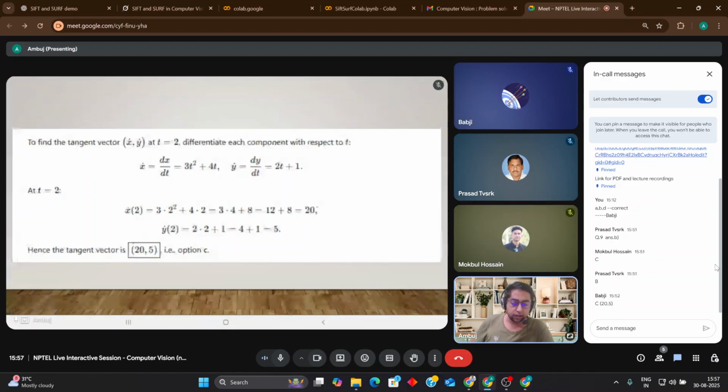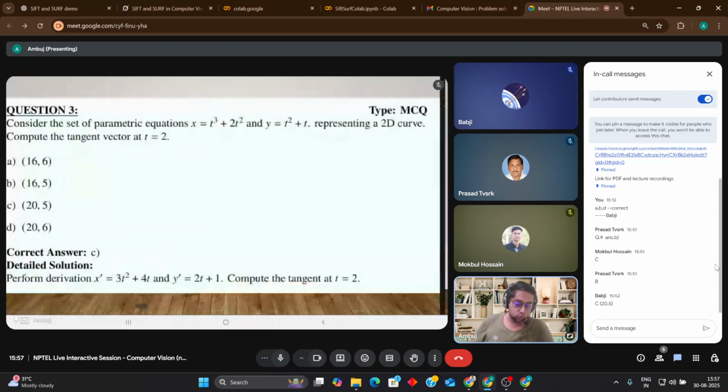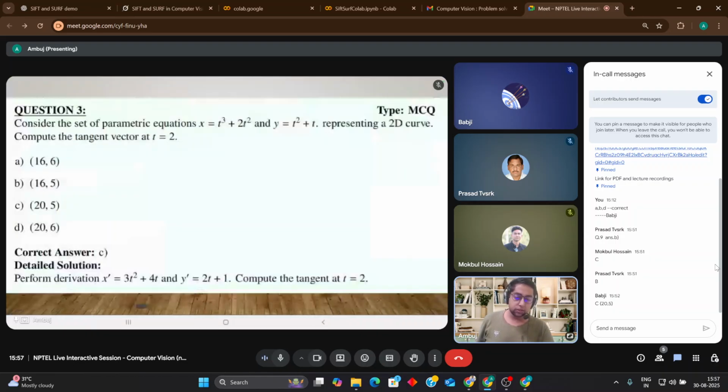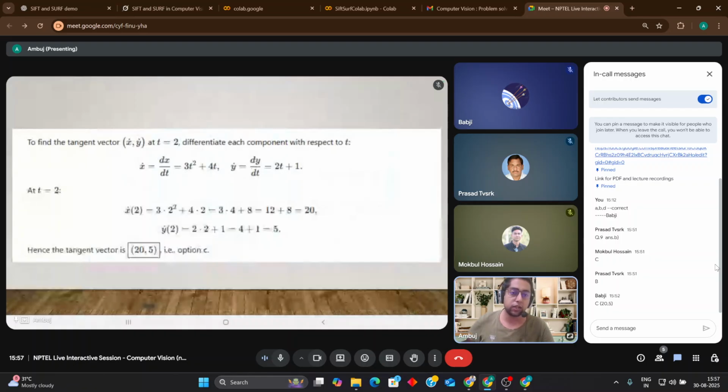Now at t equal to 2, if you put t as 2 in this expression, then it is 3 into 2 square plus 4 into 2. It would be 12 plus 8, that is 20. And y dot at the value 2, because t has been mentioned as 2, that is why we are putting t as 2, it would be 2 into 2 plus 1, that is 4 plus 1 equal to 5. That would be option number C.